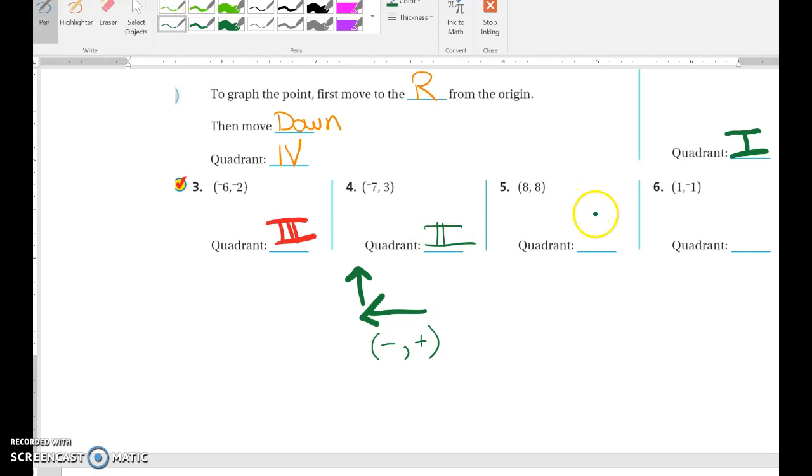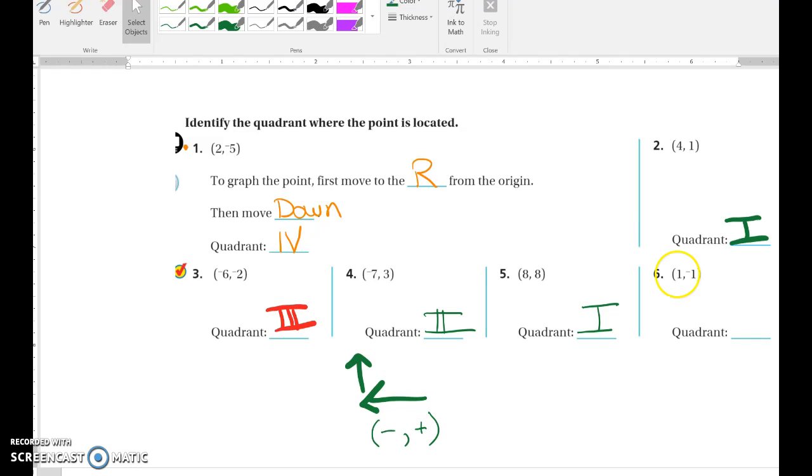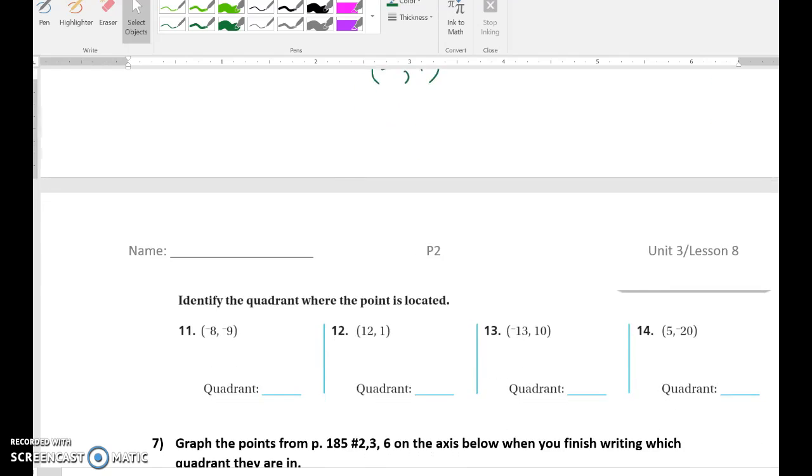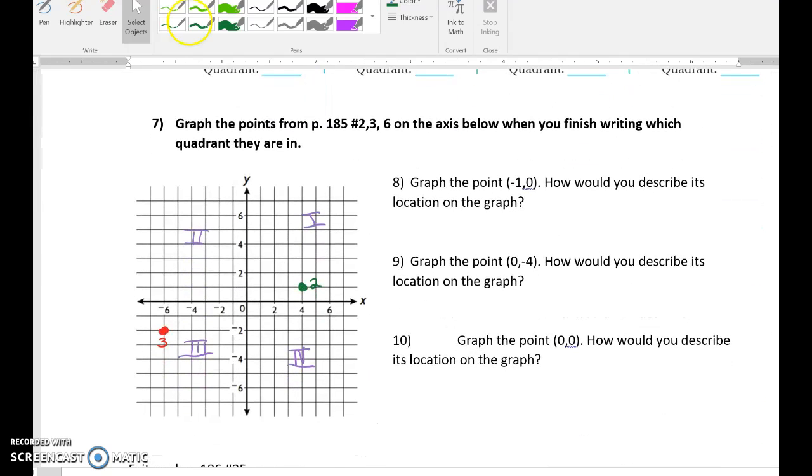8, 8, both positive, so you know that it's quadrant. Very good, quadrant 1. And just like in number 1, we have a positive number, then a negative number. So even though the numbers are different, we're still going to the right and down. And to the right and down, that is quadrant 4, okay? And we actually have to graph that one for number 6. 1, -1, so we're going to do that. 1, -1. 1 is forward 1, -1 is down 1, and that's our point for number 6.